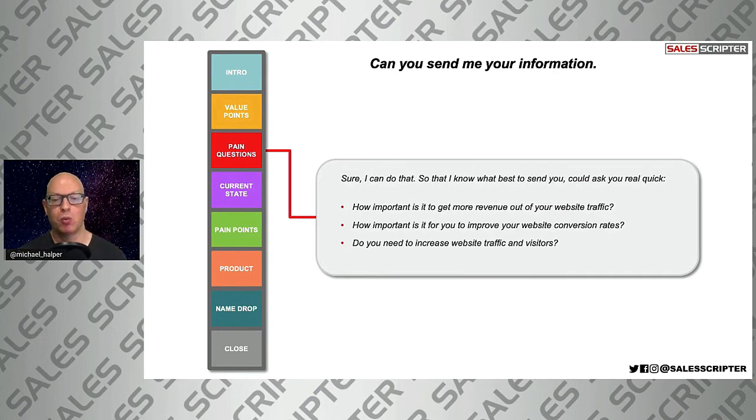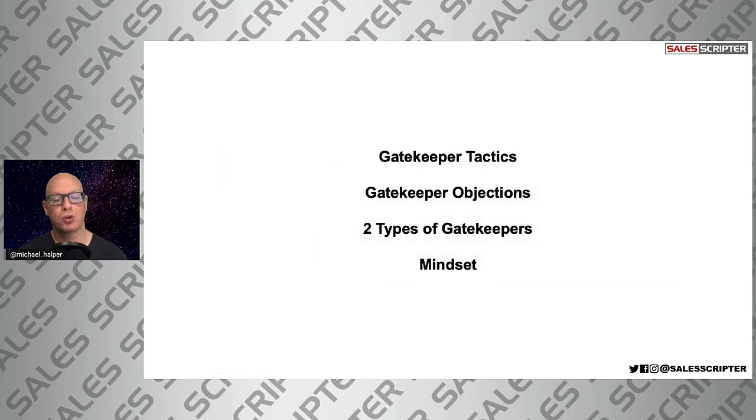But before you get to a point where you send your information, try to keep the conversation going. And you can do that with some sort of response like, sure, I can definitely do that. So I know what best to send you. Can I ask you real quick, do you need to increase website traffic or visitors? And so again, here, you're just trying to keep the conversation going, get information, maybe find a reason to ask a follow-up question, find a reason to justify meeting. So those are some of the most common objections and responses for each of those.